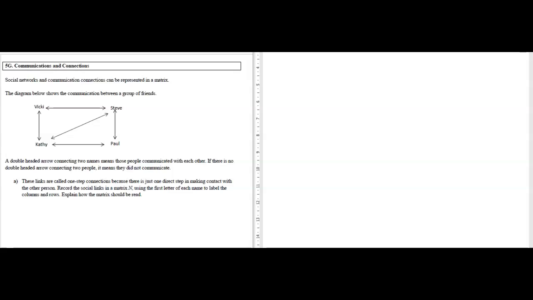Okay, I think I'm getting off track here, so I'm going to keep reading. Record the social links as in a matrix N using the first letter of each name to label the columns and rows. Explain how the matrix should be read. Okay, so we're not really doing two-step here. Maybe we are later on.